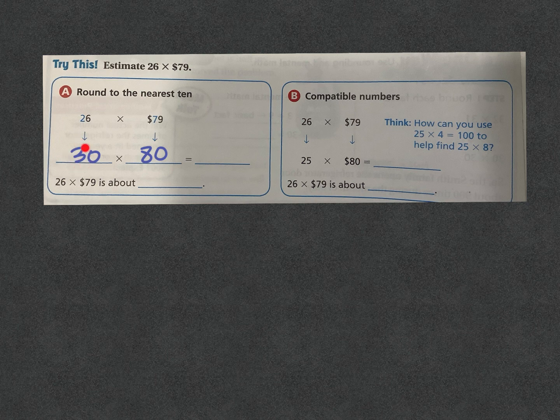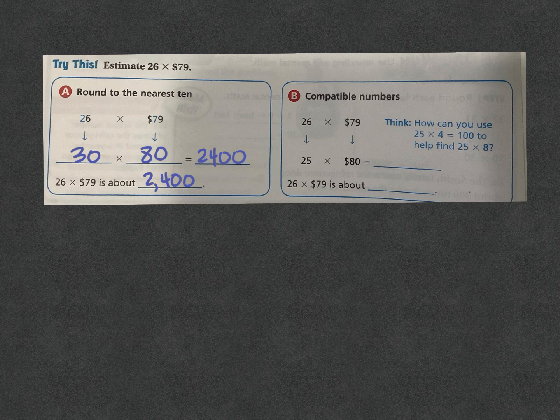Now we're going to do the multiplication of the basic fact here, 3 times 8. And if you've got your math facts memorized on your 3s, you know that that is 24. If not, use the grid. 0, 0. Those are 2 zeros there. So 26 times 79 is about 2,400-ish, right? We rounded. We don't have an exact value.